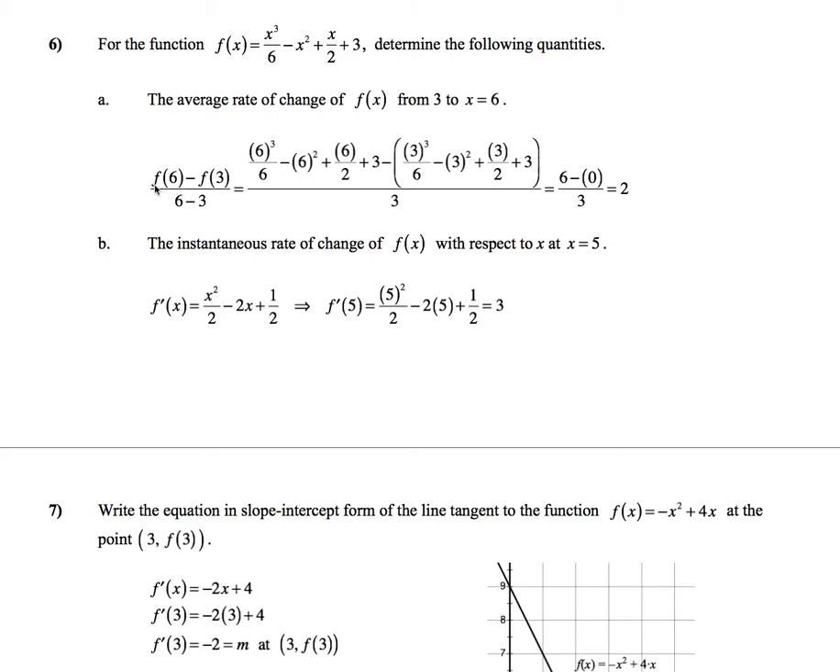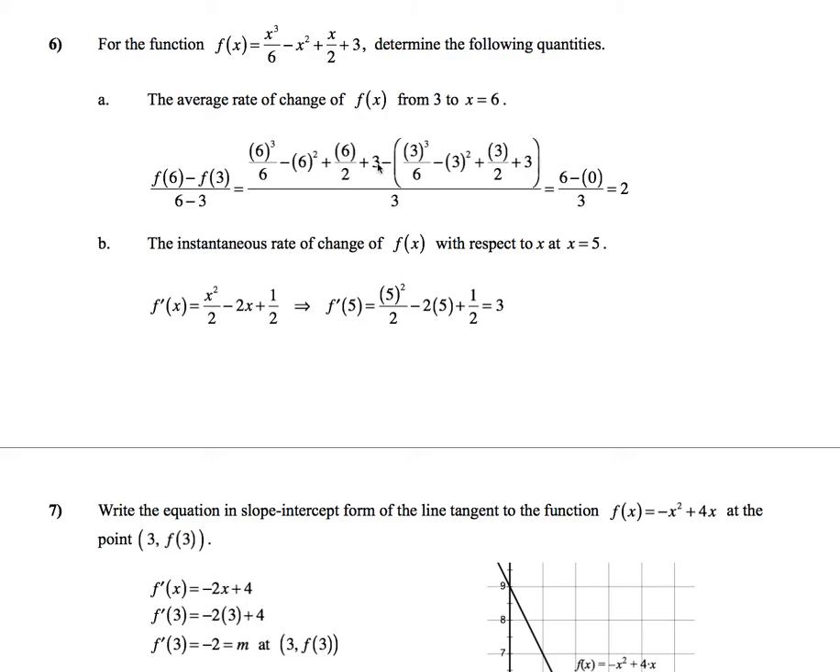And so the formula then is f of 6 minus f of 3, and then in the denominator we find the difference of those two endpoints. The 6 is the largest, so it's the right end. The 3 is the smallest, and so it's the left end. And so we substitute 6 in for x. In the numerator we have 6 cubed over 6, then 6 squared, then 6 over 2, and then plus 3.